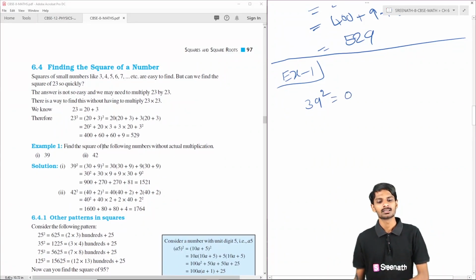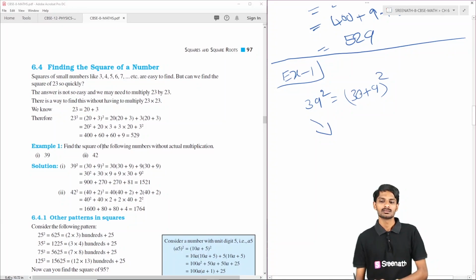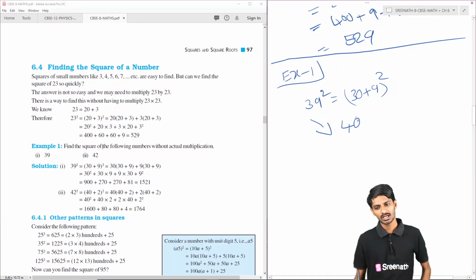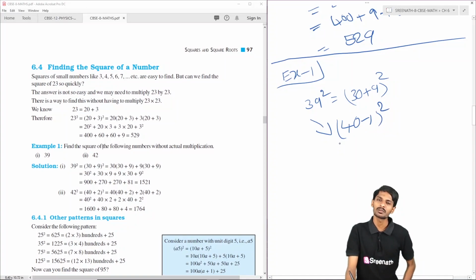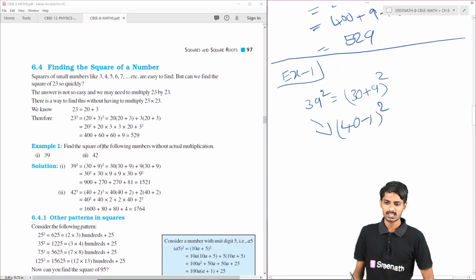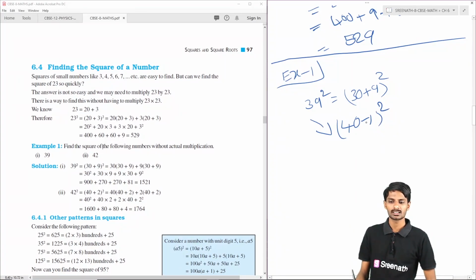One way is (30 + 9) whole square. In the textbook it is (30 + 9) whole square. But I wish to write it as (40 - 1) whole square. It is most easy for us. We can write 40 minus 1, how much is that, students? That is nothing but 39. So we can write it as (40 - 1) into (40 - 1).